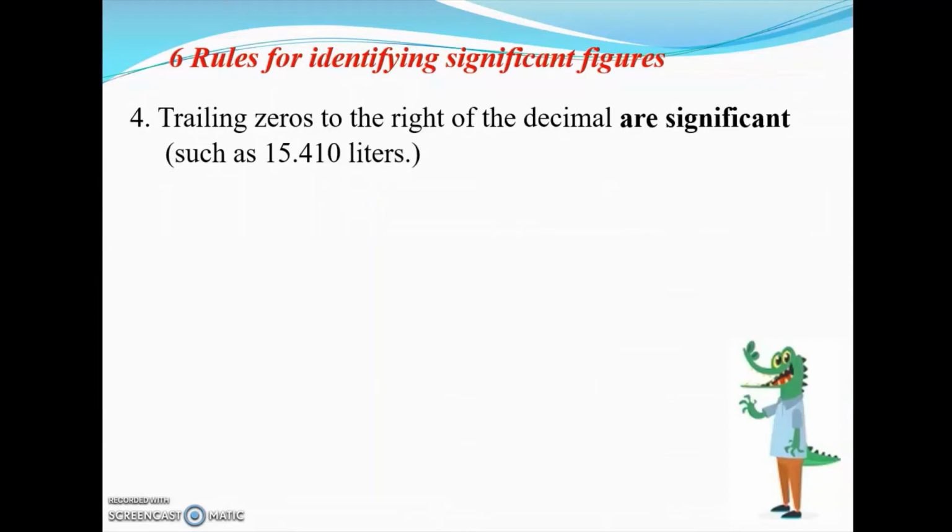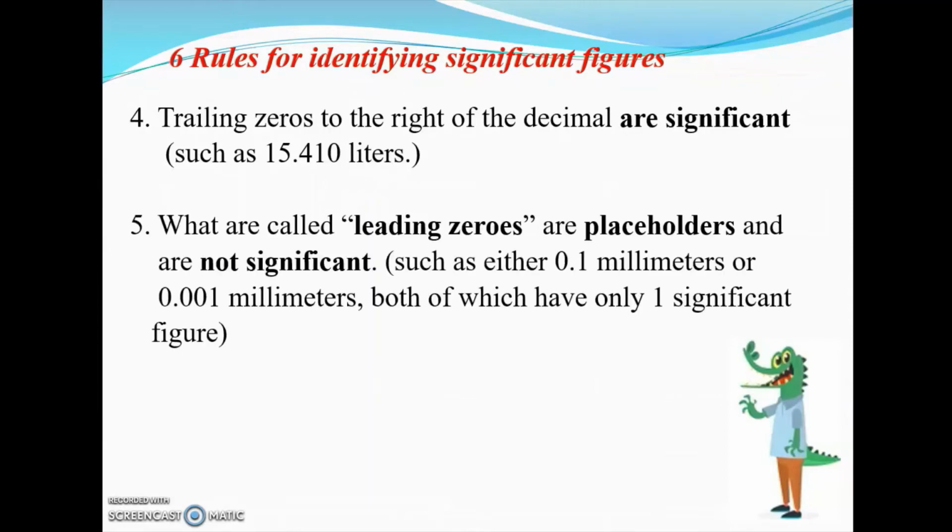All right, the last 2 are the ones that sometimes will surprise people. People will have a little bit of trouble with, but I'm going to expound on those a little bit. So what are called leading zeros out in front? They're placeholders, and they're not significant. For example, 0.1 millimeters or 0.001 millimeters. Both of those only have 1 significant figure, and that's surprising to people sometimes.